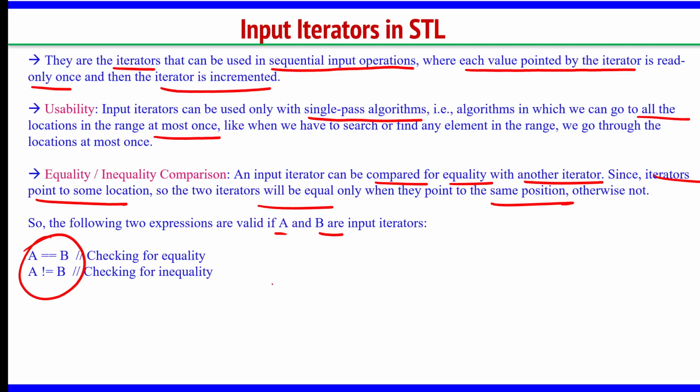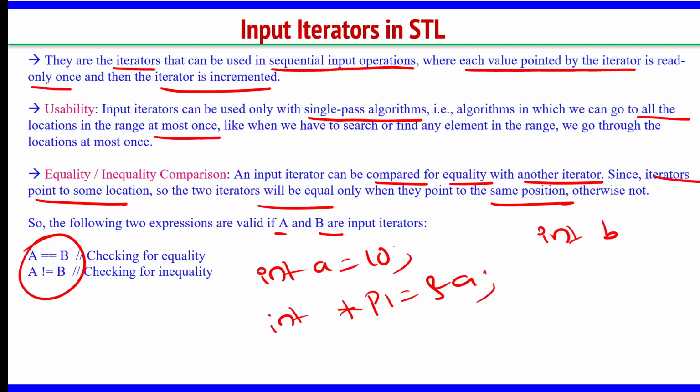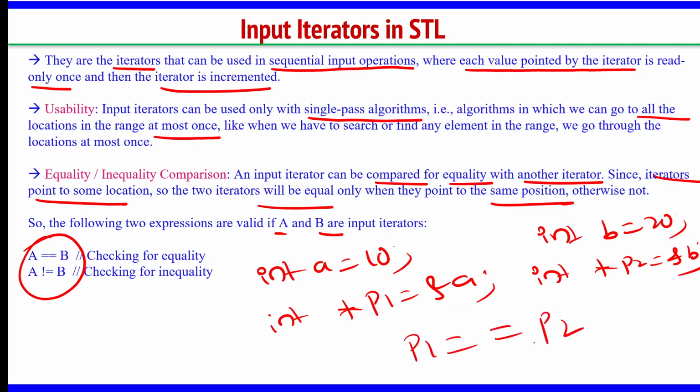In pointers, if you are storing an address, suppose I have int a = 10 and int *p1 = &a, and the same way int b = 20, int *p2 = &b. You cannot compare p1 == p2 here, but you can do it using the iterators. So, whether they are pointing to the same location or not can be verified.